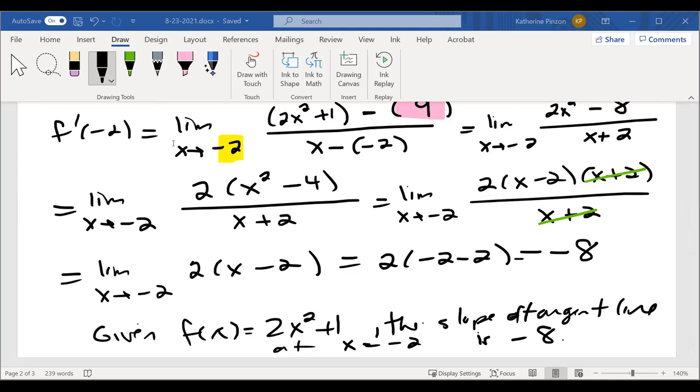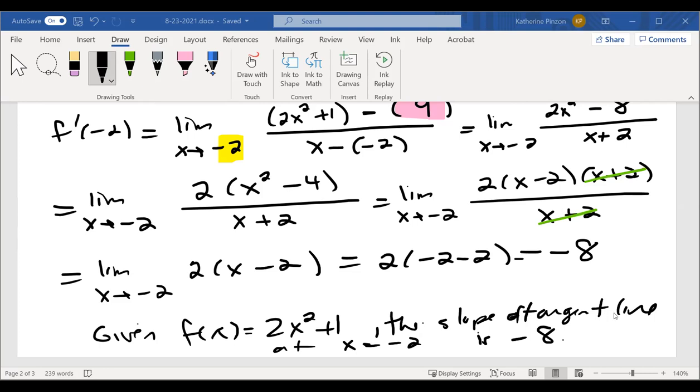Okay, I'm going to graph the function 2x squared plus 1. And I'm looking at negative 2. Here's negative 2. Remember, I'm not looking at the point there, right? I'm looking at the slope of the tangent line. So if I graph the line with slope negative 8, it doesn't go through there, but you can see how it's going down.